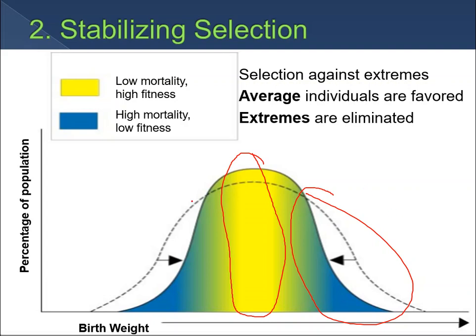But if you're too small, if your birth weight is too light, then you might not have the fat resources or the energy to really self-sustain and wean off the mother, and you're more likely to die that way. So in that case, the best range is actually to be right in the middle rather than on either side. So that's called stabilizing selection.